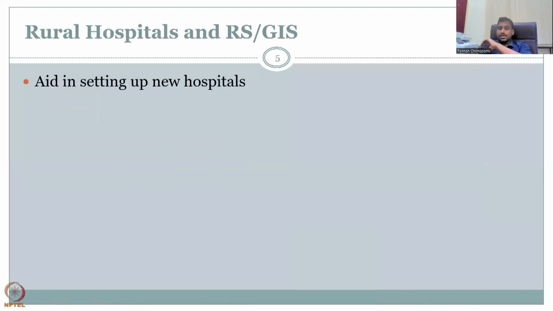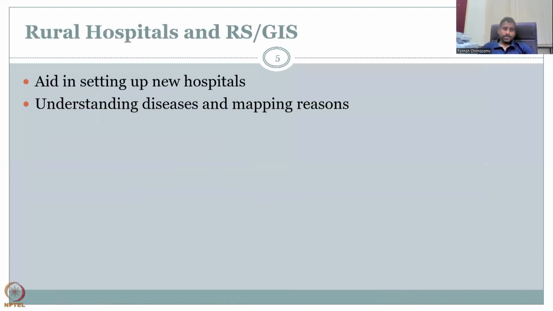The next is hospitals. So remote sensing can help in setting up new hospitals. As I said, population are moving. The same examples. Just now remove the schools and put hospitals. For a population, you should know how many hospitals are needed. For example, if 30 people, you cannot have a 10-bedded hospital. You have to have more, right? If many, many villages are there.